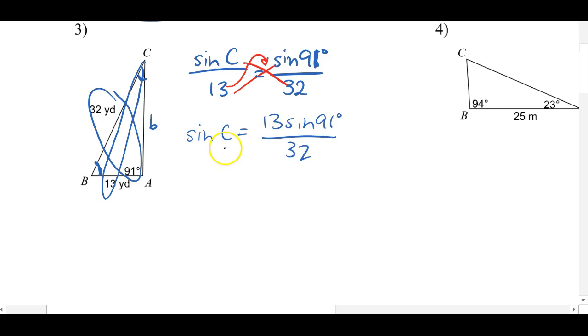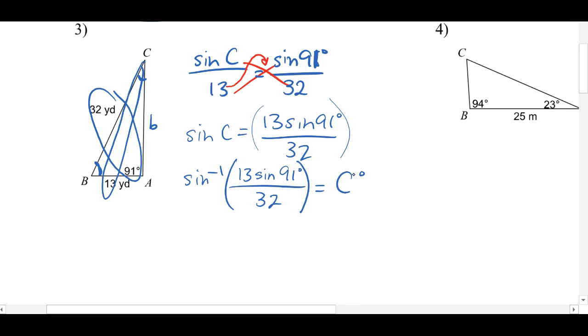But now, once I get to the point where I just have sine of the angle on this side, I will do the sine inverse of this value, whatever it is, 13 times sine of 91 degrees over 32, and that will give me my angle C. So again, once you have sine of the angle by itself equal to some value or expression, you take the inverse sine of that value, and that will give you angle C. So let's find that.